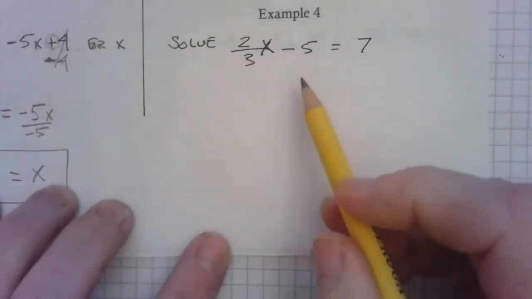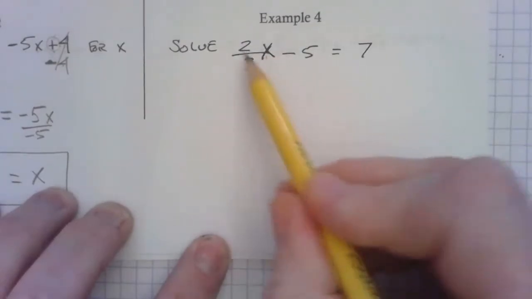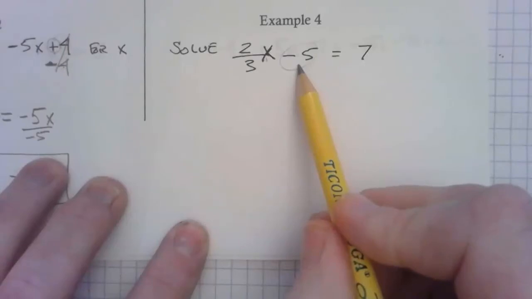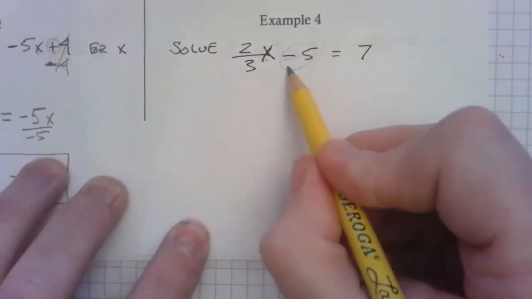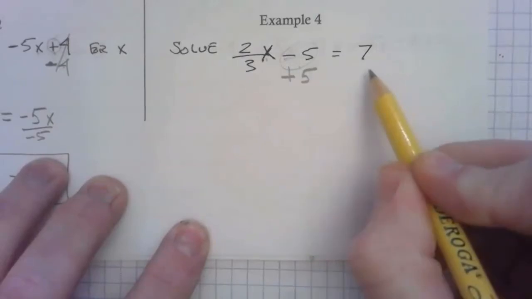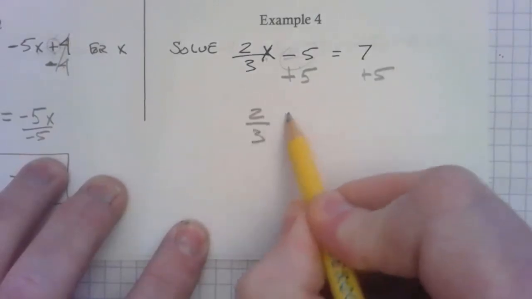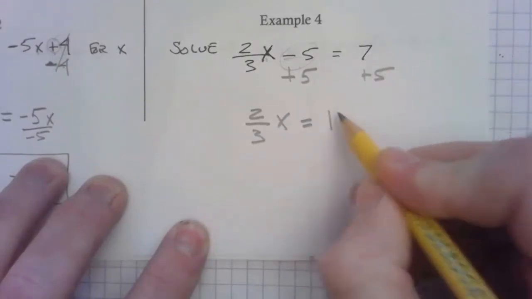All right. Ooh, some craziness. Well, there's our x, and it's got a fraction. Everybody run for the hills. It's a fraction. But we still have to take care of this. So it's going to get rid of that minus 5, or that negative 5. We're going to add 5 to both sides. 2/3 x equals 7 plus 5 is 12.